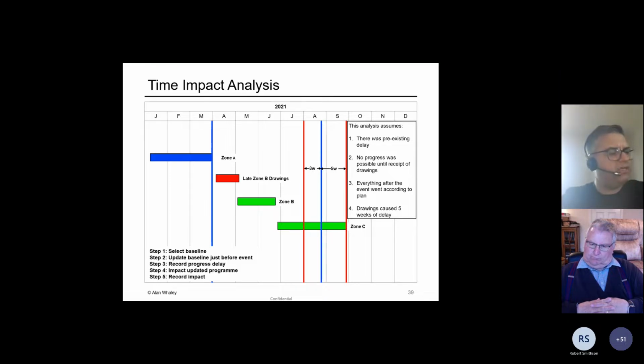The problem is, this is totally theoretical because we don't actually know if this is what happened, because we don't care, because this is a prospective form of delay analysis. It's not real. It doesn't represent what happened.